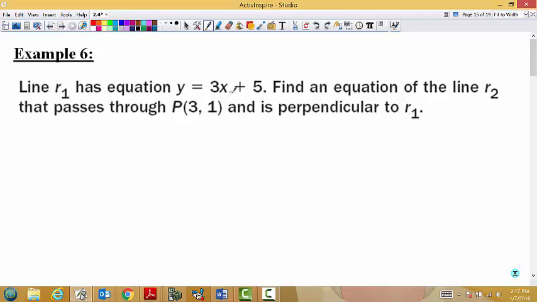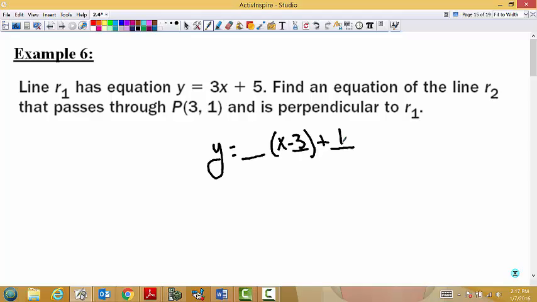Line R1 has equation y = 3x + 5. Find an equation of line R2 that passes through the point (3, 1) and is perpendicular to R1. So it gives me a point. So I'm going to do y equals blank, x minus blank, plus blank, and fill in 3, 1. That's the first thing I'm going to do, fill in my point.